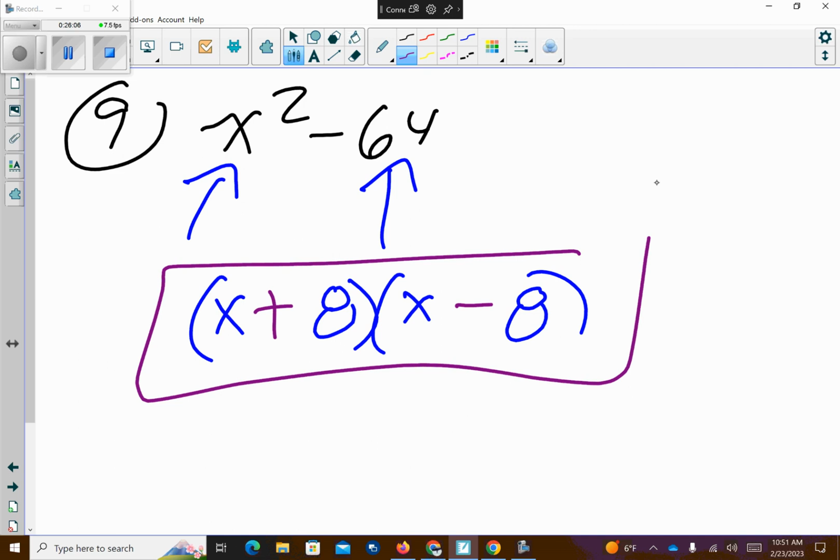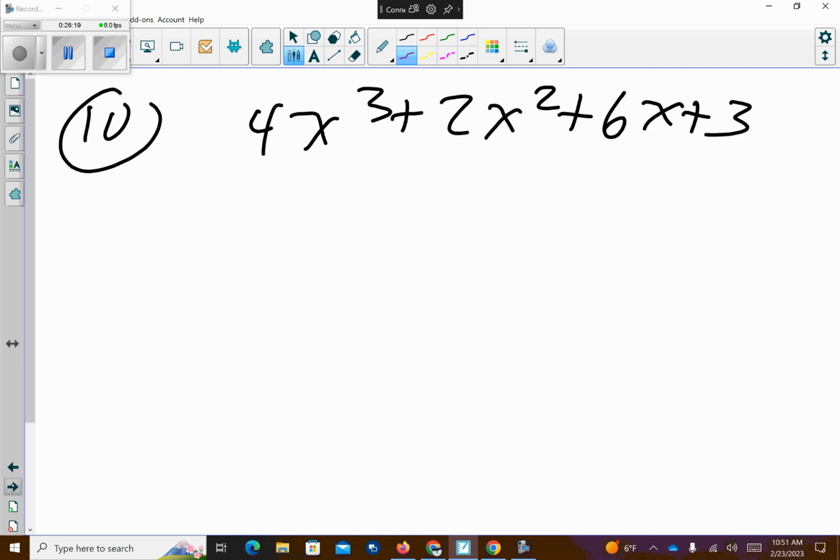Okay, now, if you wanted to do this our other way, you could indeed throw a 0x in there and then do it the way we were doing it. It's still going to work out, okay? But difference of two squares works. Number 10, I confused a couple people on.